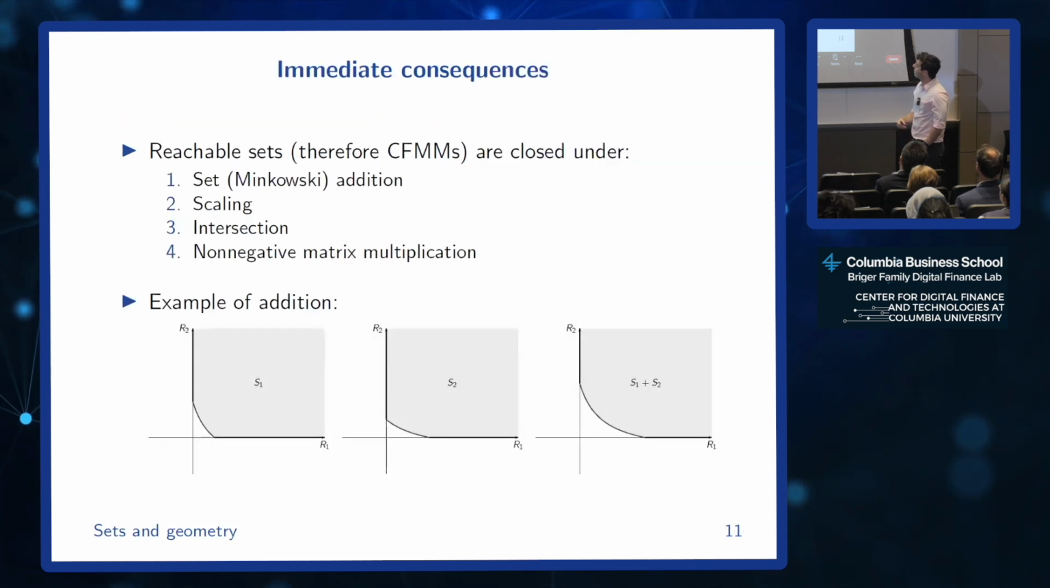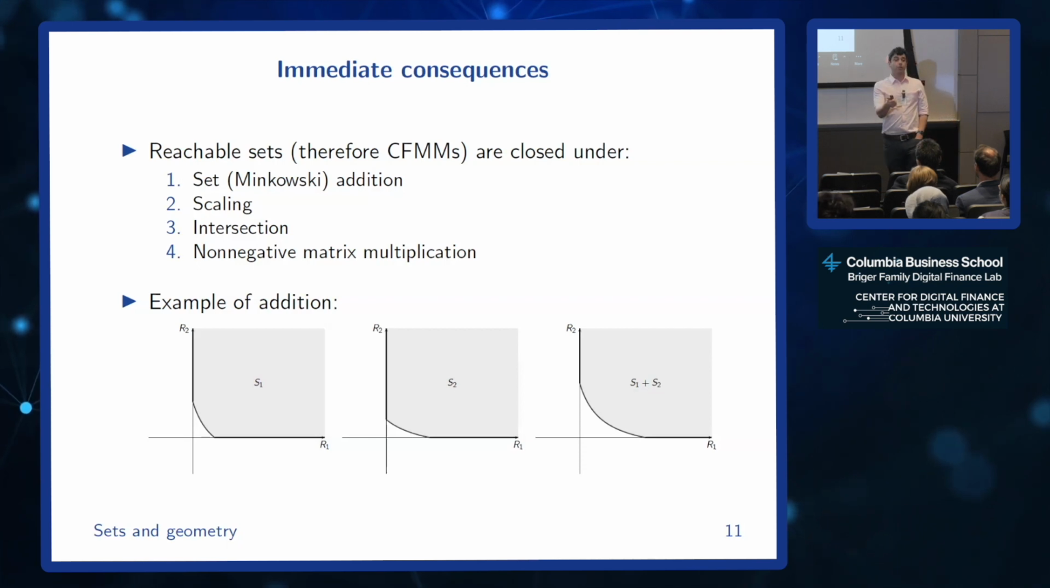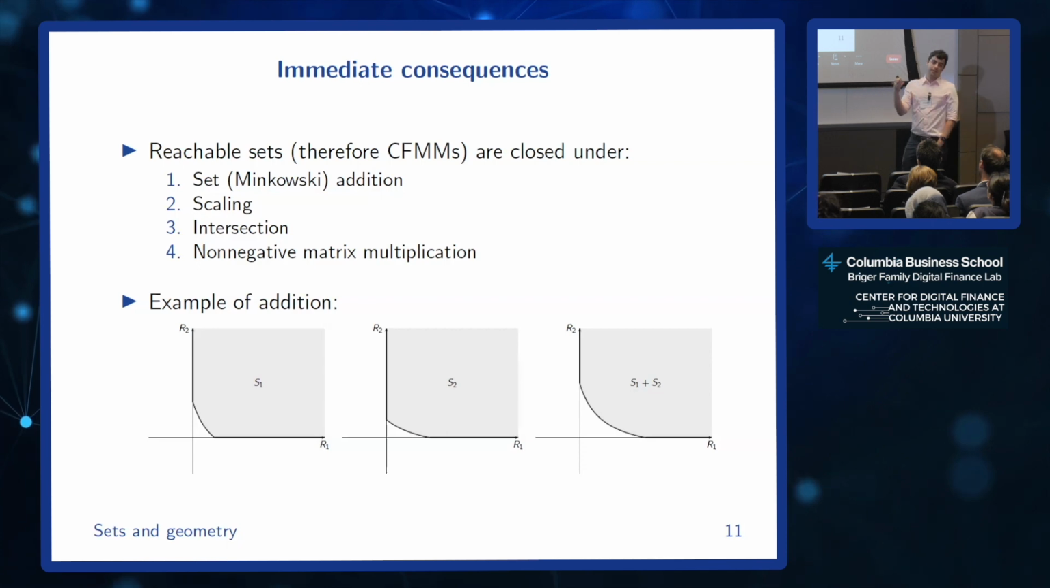Okay, so here's one immediate consequence, which is already not obvious. These reachable sets, those two conditions, are closed under the following four operations. So they're closed under Minkowski addition, right? So you take any point in the two sets, you add those two points, and you add that to the Minkowski added set. And of course, you can see that this is closed. The closedness is actually not obvious, but certainly it's not empty.